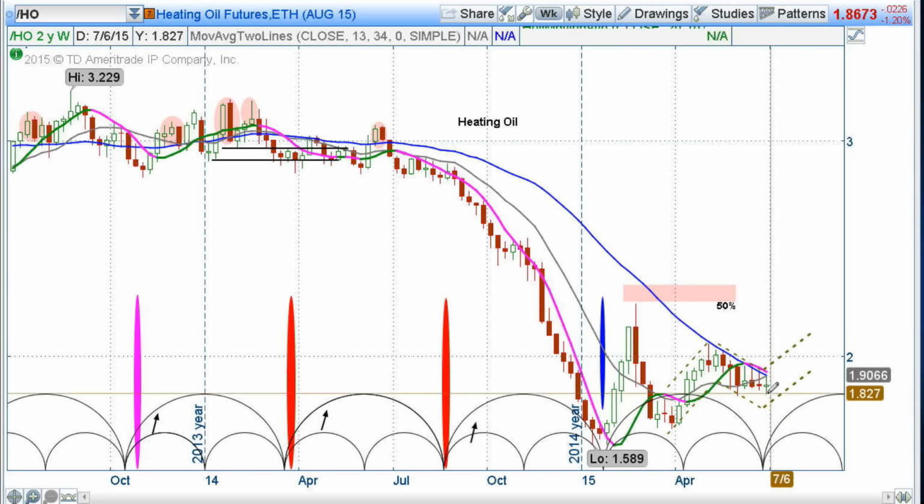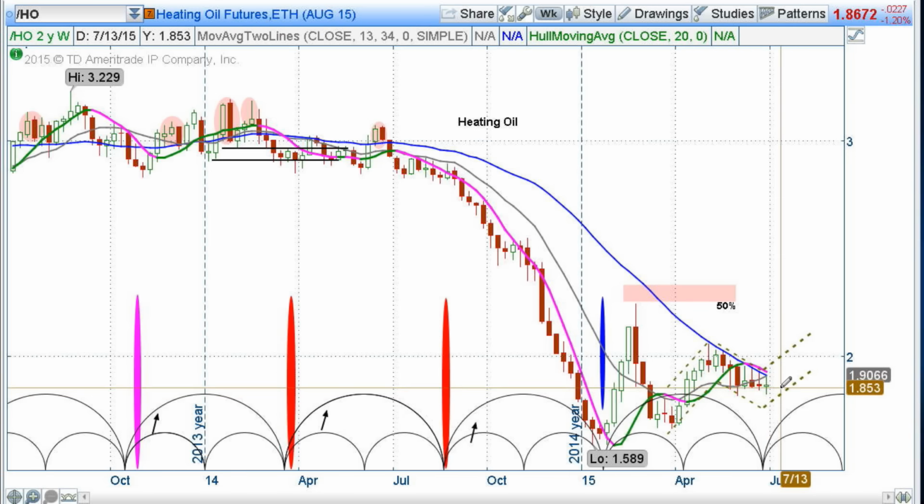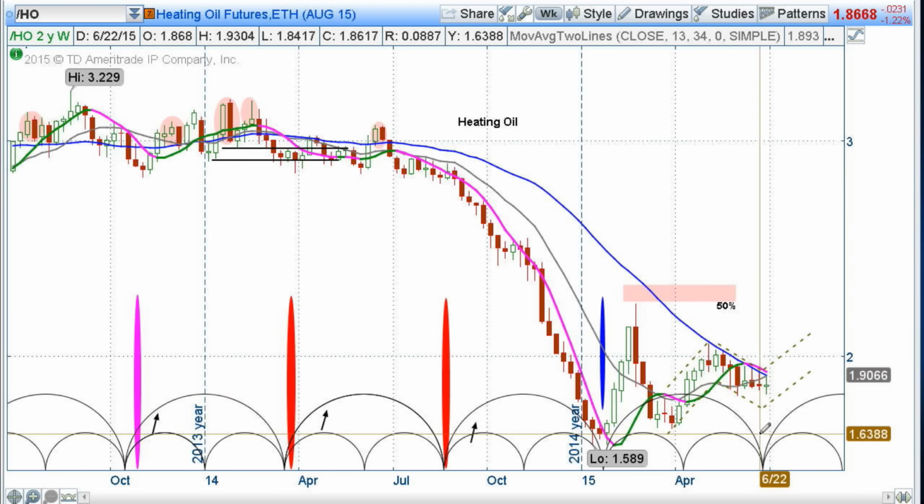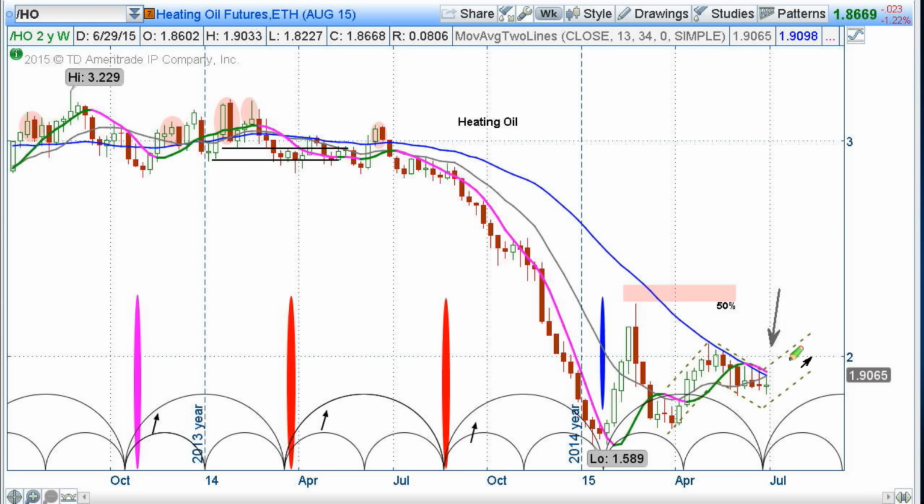Here is the low that we're looking for also in heating oil. And you can see that lines up just the same way as we have in oil. So all of these are looking like they're getting ready to turn up. 2 cycles pushing up here.